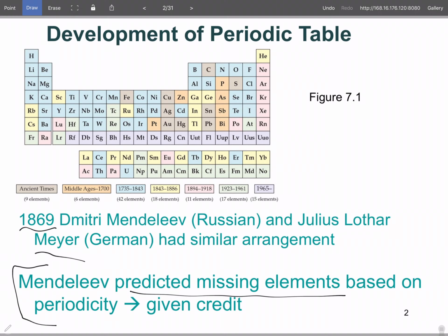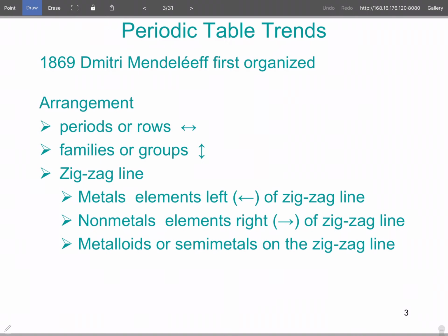And if you ever go to Russia, there's a museum, etc. It actually sounds pretty cool. So when we talk about the periodic table, remember that Mendeleev was the one who set it up.